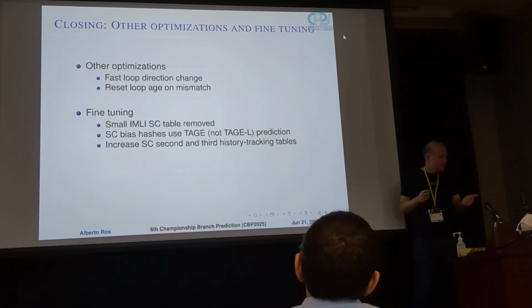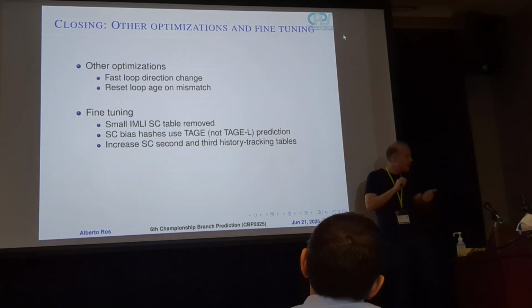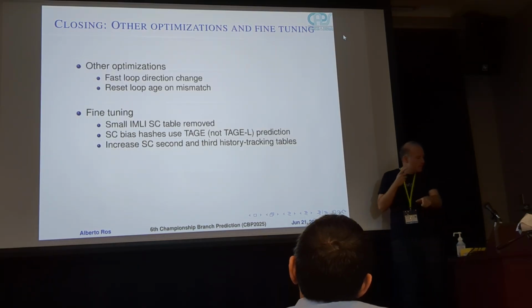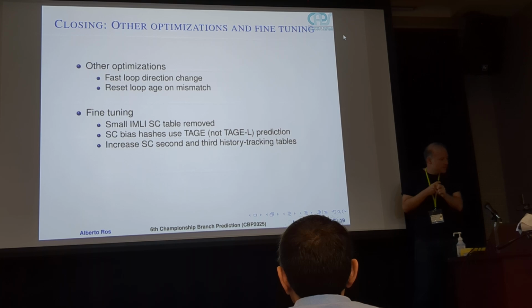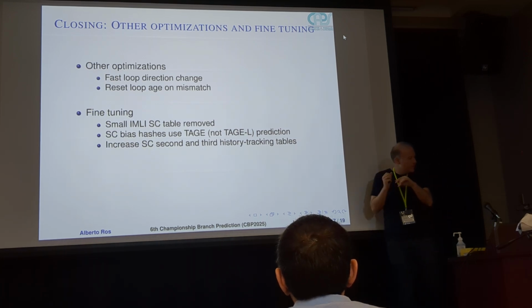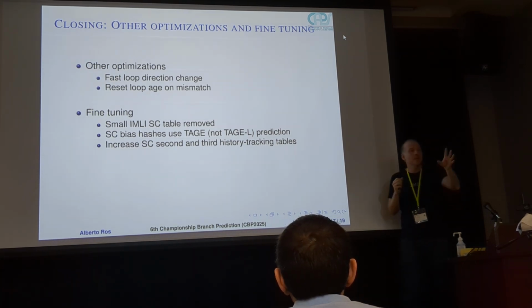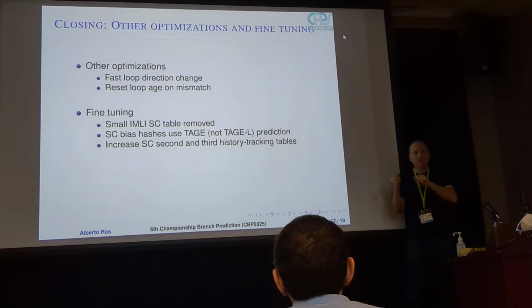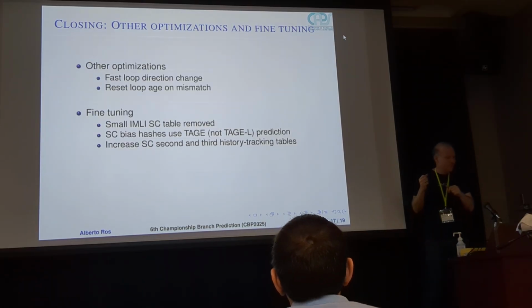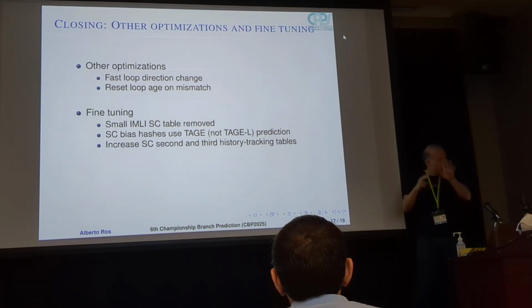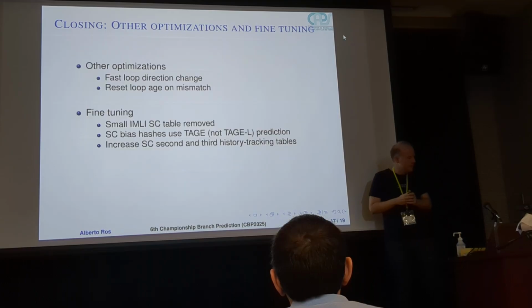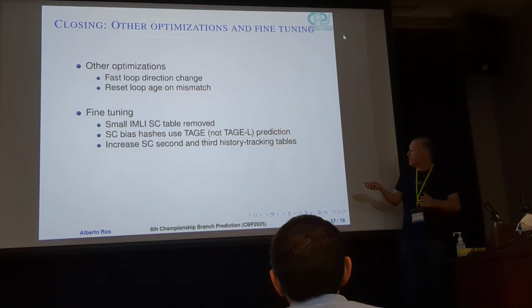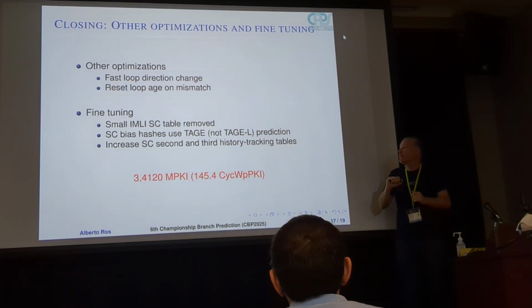And then finally, other fine tuning. So in the loop predictor, how to change the loop faster when the direction that you insert is the wrong one. Some resetting of the tags. I removed the small IMLI table. Maybe I should have used the one that Andre just presented. That would have been better for sure. And some small things in the hashes and increase the second and third history lengths from the tables. And that comes with the final number, 3, 4, 1.